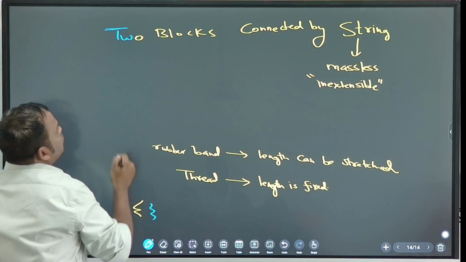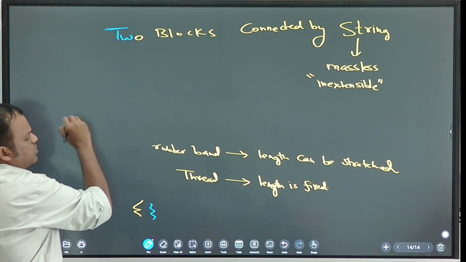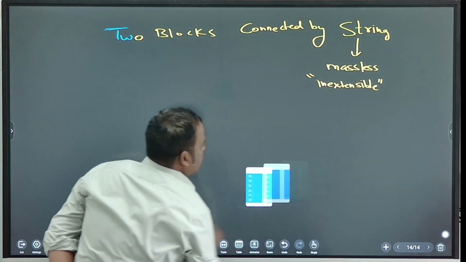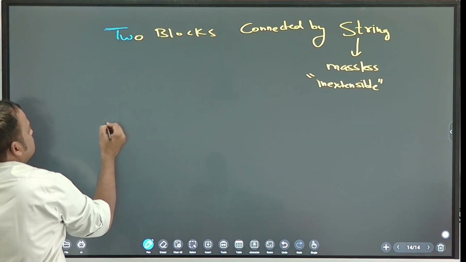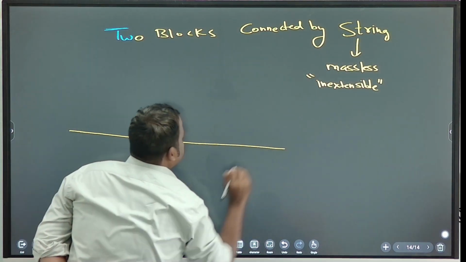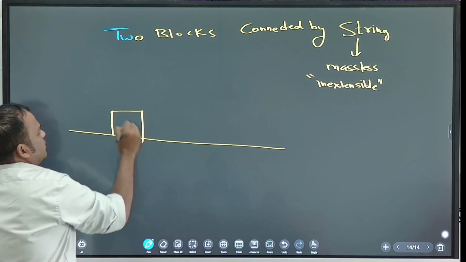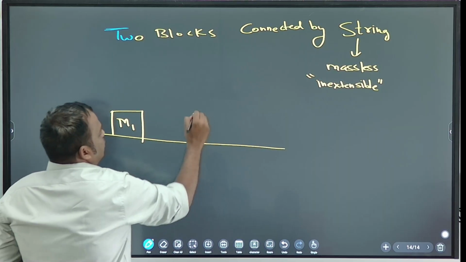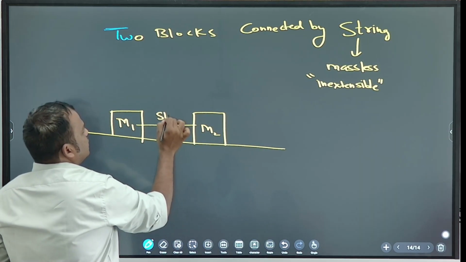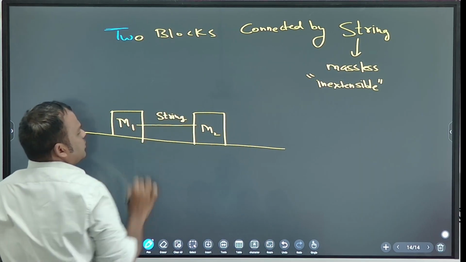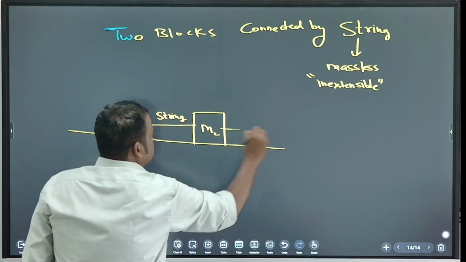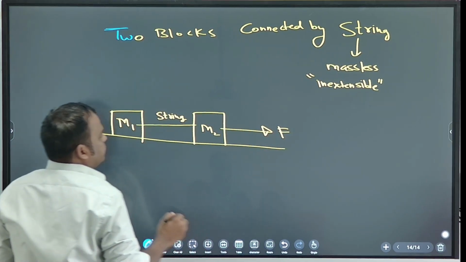Okay. So two blocks connected by a string. So let's solve some questions. So let's talk about horizontal surface first. So this is the horizontal surface. This block is M1. This block is M2. They are connected by a string. This is the string, okay? And you are pulling M2 right side using force F.